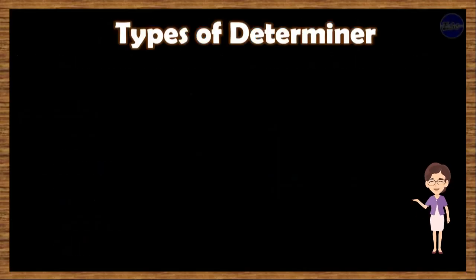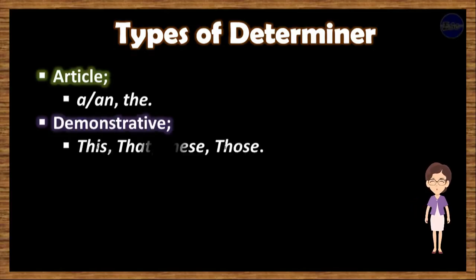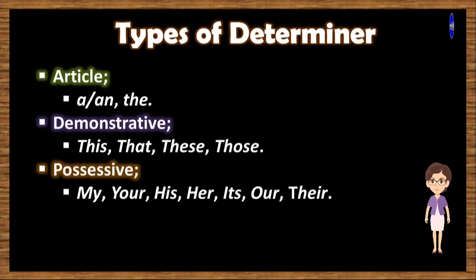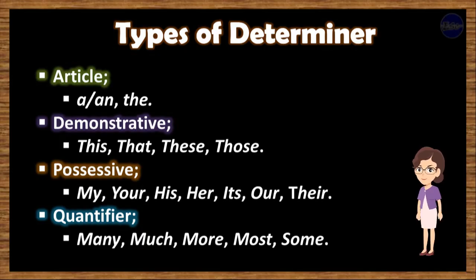Now let's talk about the types of determiner. All determiners can be classified as one of the following: article, a or an, and the; demonstrative, such as this, that, these, and those; possessive, such as my, your, his, her, its, our, and their; quantifier, such as many, much, more, most, and some. Let's see one by one.